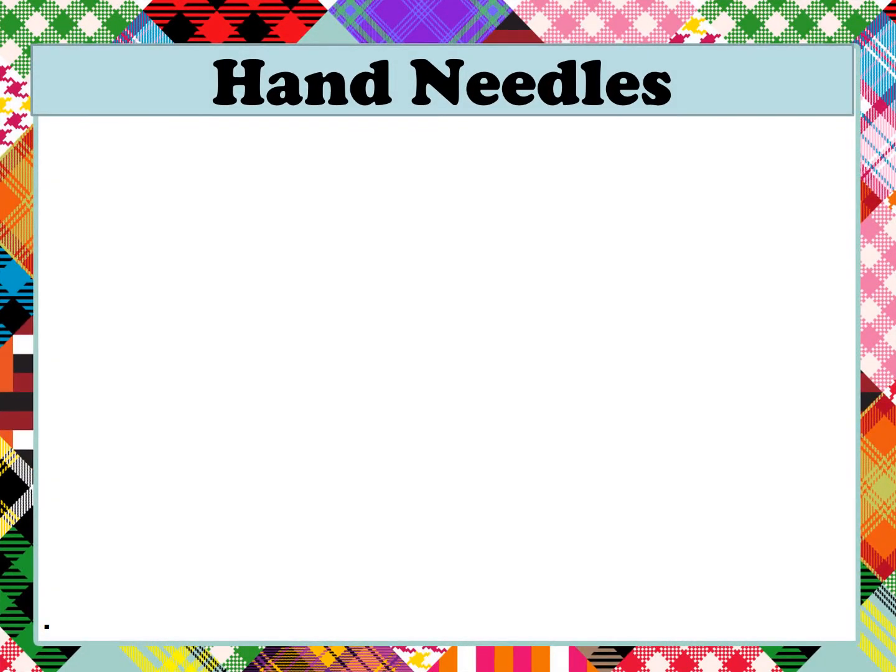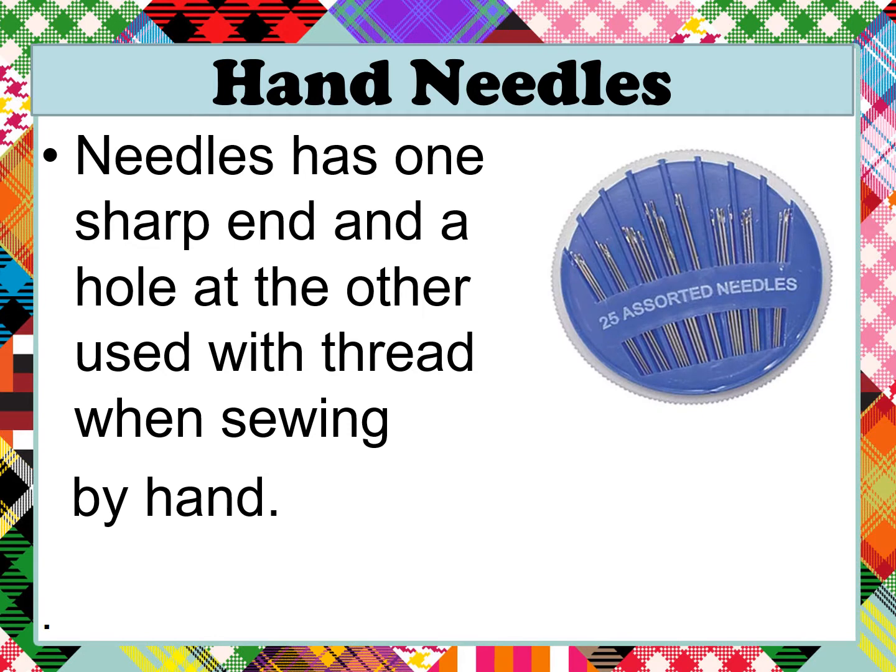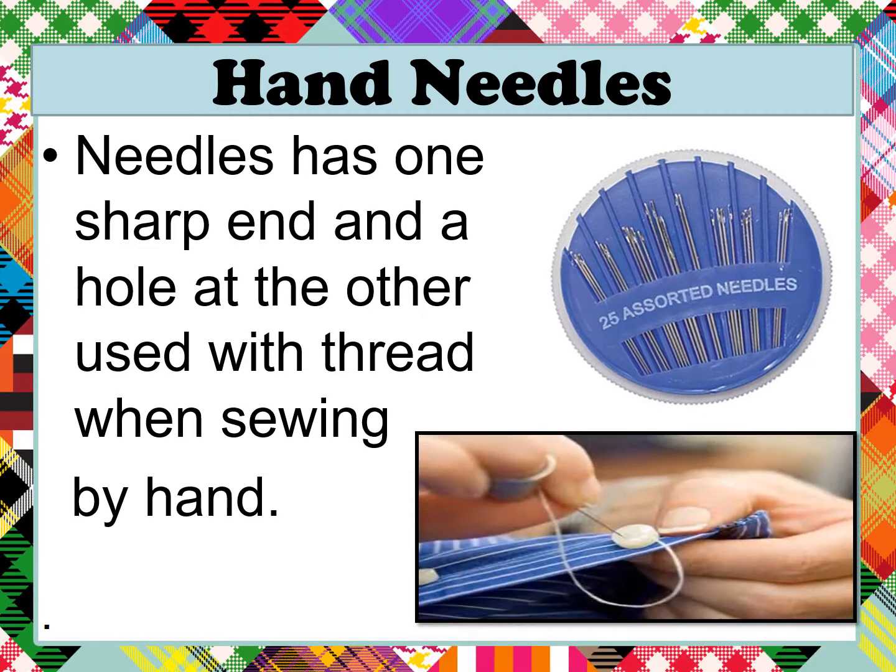Hand needles. Needles have one sharp end and a hole on the other end, used with thread when sewing by hand, as you can observe. And needles come in different sizes and different types. The regular needle for regular sewing, and you do have embroidery needle as well.